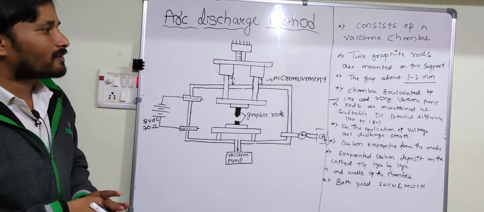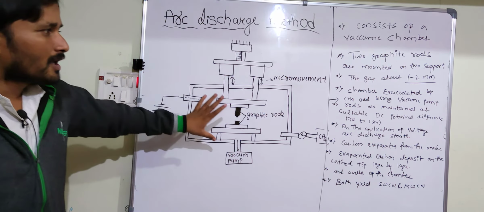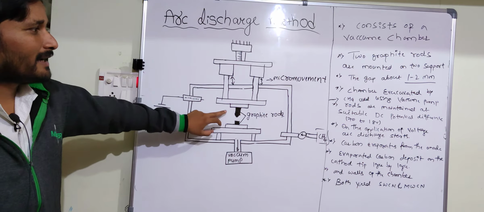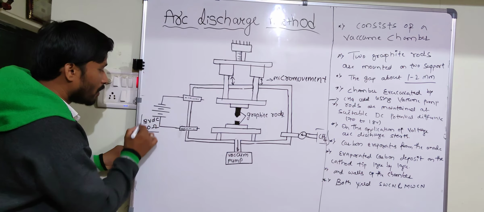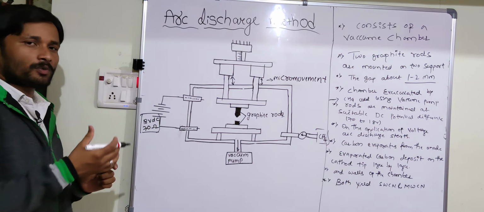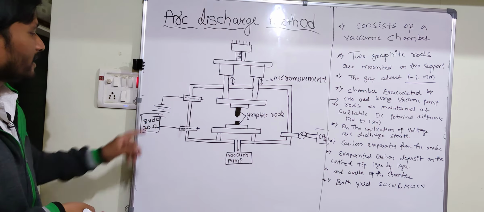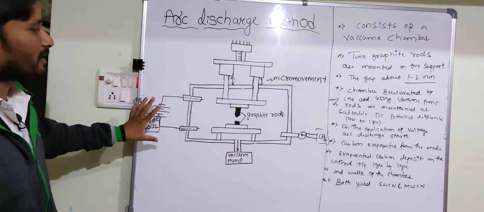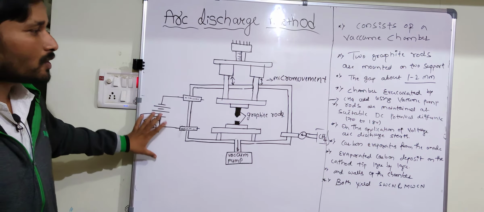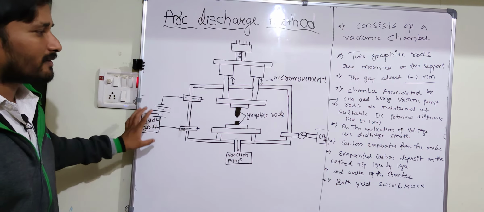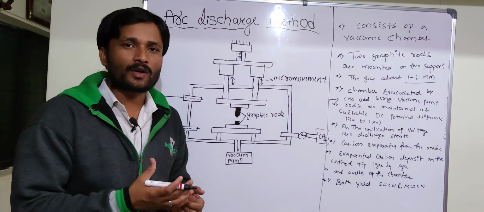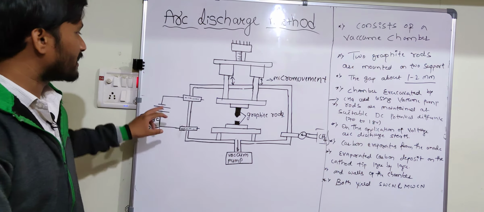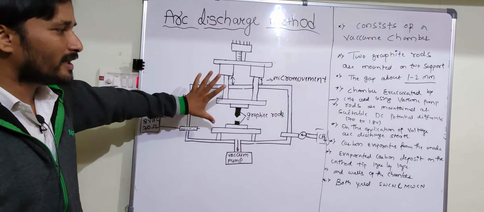After that, these two rods are maintained at a suitable DC potential of around 18 to 70 volt. This is the potential difference we are going to use here, 18 to 70 volt. On the application of voltage, the arc discharge method starts. When you give the voltage from these terminals, the arc discharge starts.